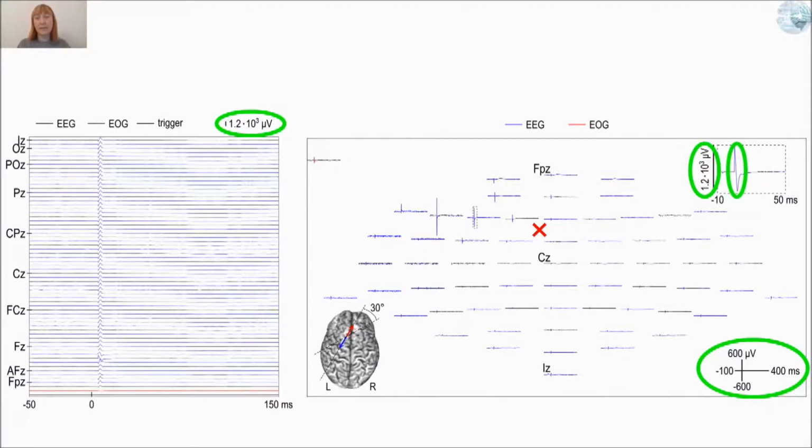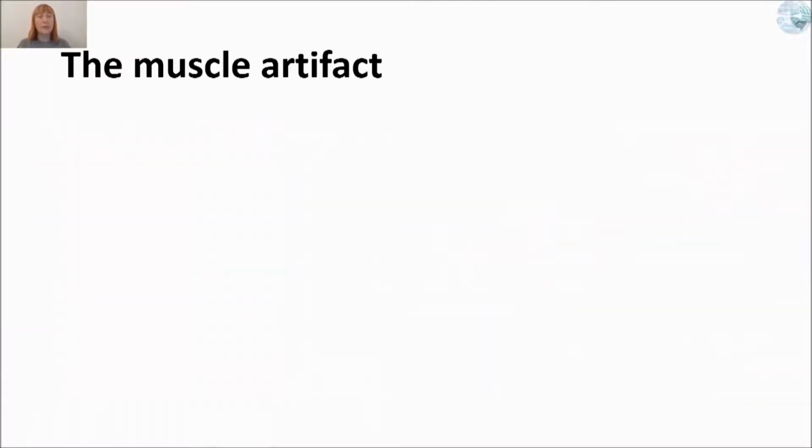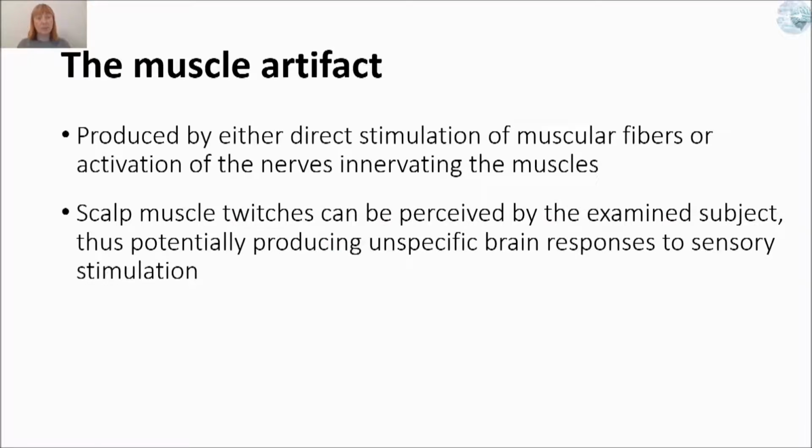It appears as a biphasic waveform followed by a slow return to baseline lasting several tens of milliseconds, and it is largest on the lateral aspects of the head. It is the muscle artifact. The muscle artifact is produced by either direct stimulation of muscle fibers by TMS or by the activation of the nerves innervating the muscles. Skull muscle twitches can be perceived by the examined subject, thus potentially producing unspecific brain responses to sensory stimulation.